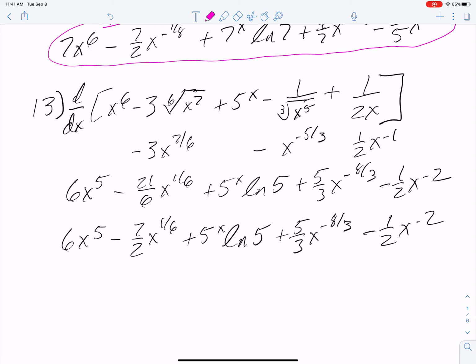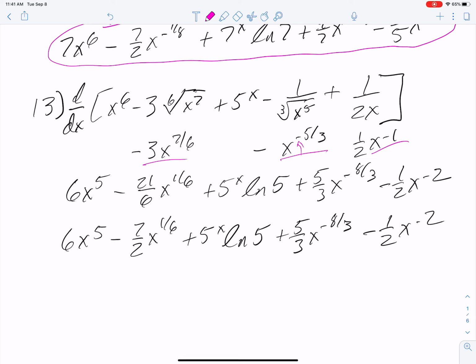So again, something like 13. Again, I've rewritten my 6th root of x to the 7th. I've rewritten that cube root of x to the 5th coming out of my denominator. So it has a negative, pretty bad arrow. It has a negative for an exponent. And then again, the only thing that should be moving should be my variable, not my coefficients.